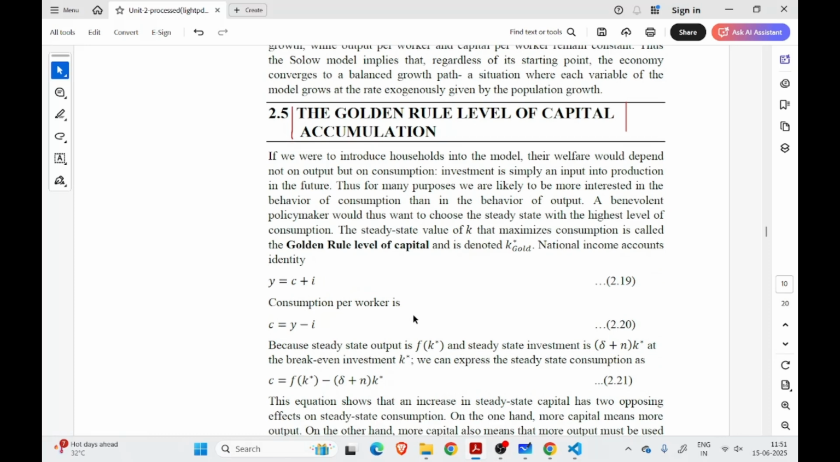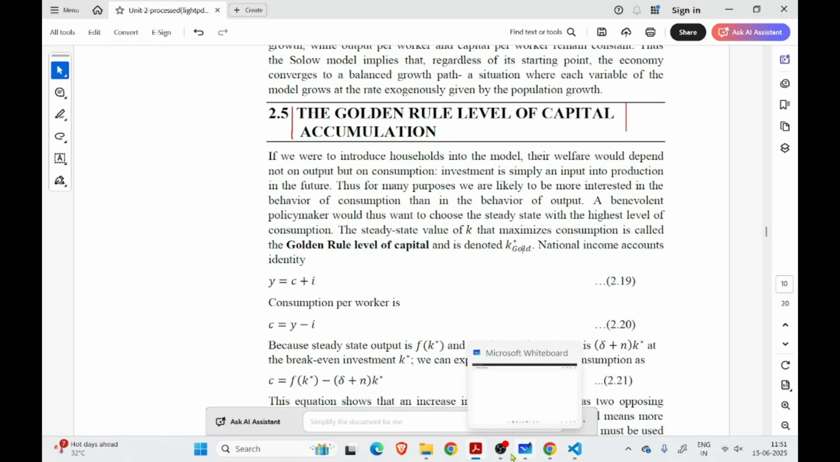Now we are going to talk about the golden rule level of capital accumulation. If we were to introduce households into the model, their welfare would depend mostly on consumption at time period t. Thus, if there is a benevolent policymaker, that person would choose the steady state with the highest level of consumption. Therefore, the steady state value of k that maximizes consumption is called the golden rule level of capital and is denoted by k star gold.